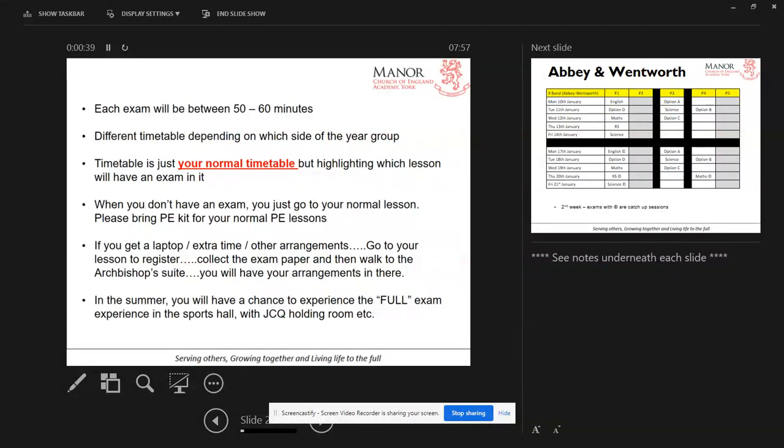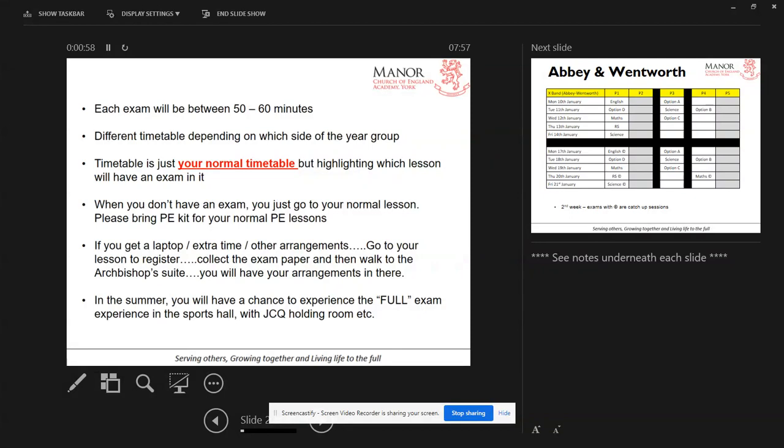If you've got PE, core PE, bring your PE kit in because you'll be doing PE. Okay, we need to get you doing things that are active as well as just focusing on revision. You'll be able to do revision in between your exams on other subjects, etc. For mock exams, we suspend the normal timetable for the week whilst that's going on.